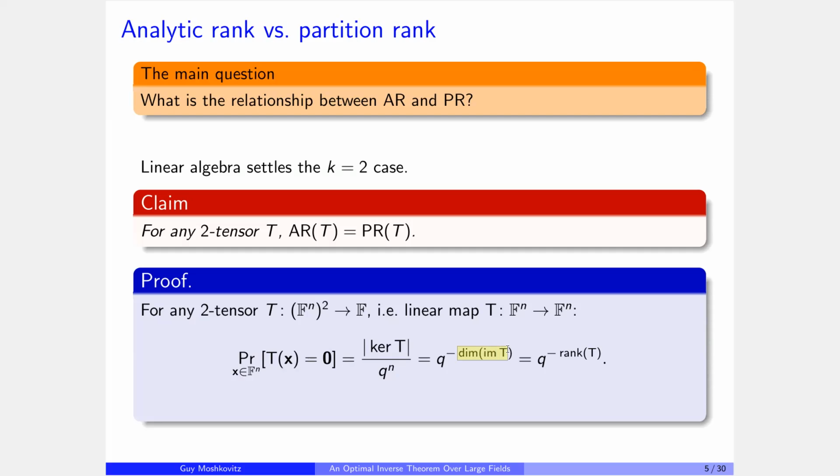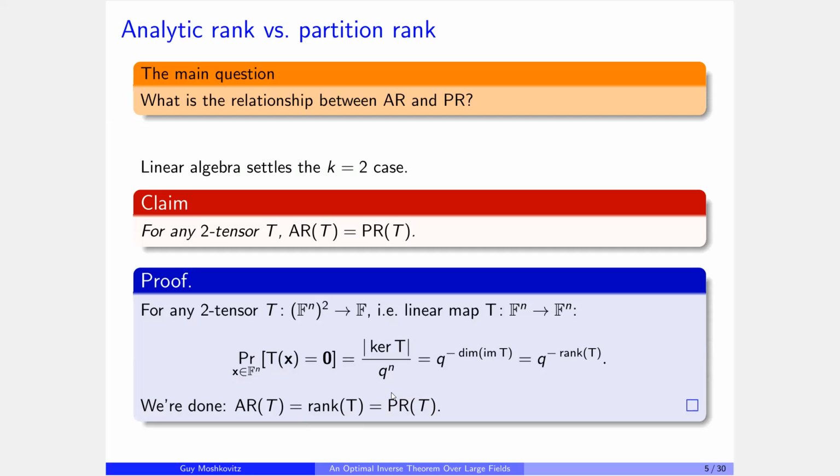Well, now use rank-nullity. So you get q to the minus the dimension of the image. And as we teach in linear algebra, this is just equal to the rank. And we're done, right? Because if this probability is q to the minus the rank of the matrix T, or the rank of the linear map, then analytic rank is equal to that negative exponent. And then, another fact from linear algebra is that the partition rank, if you're talking about matrices, is just writing your matrix as a sum of rank 1 matrices, which again is equal to the usual notion of rank. So we're done.